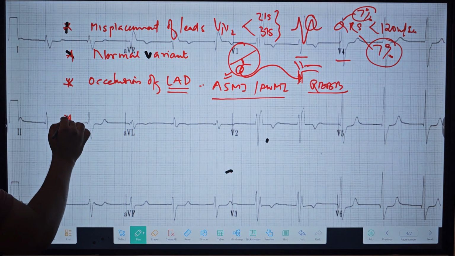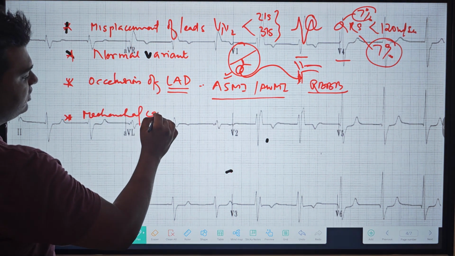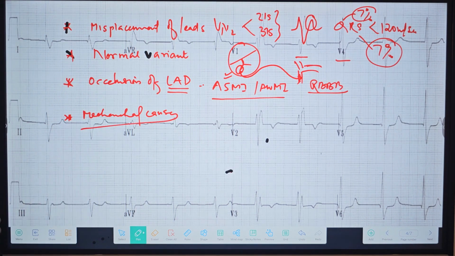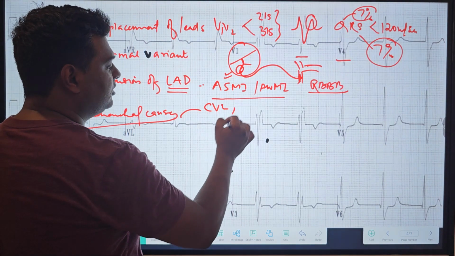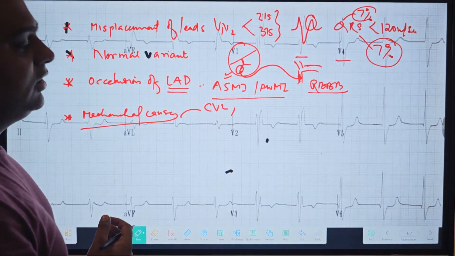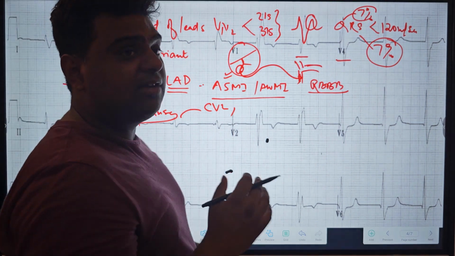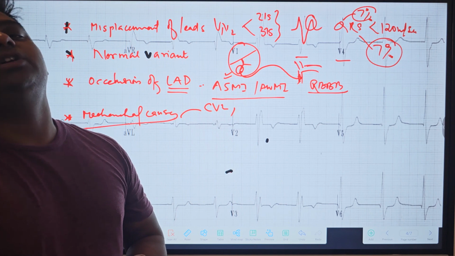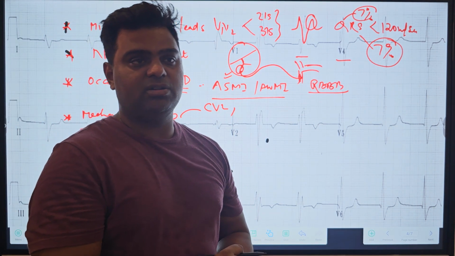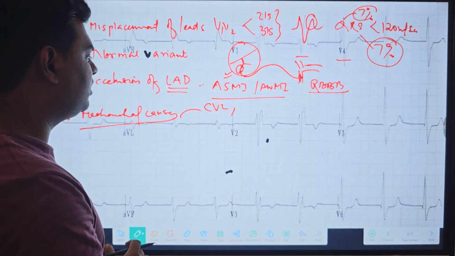Fourth, mechanical causes. Mechanical causes mean direct destruction of the right bundle branch. For example, if you are placing a central venous line, that can directly and mechanically disrupt the right bundle branch. Therefore, it is said that if there is a left bundle branch block, it is a relative contraindication for placement of a central venous line in the IJV, because that can also cause right bundle branch block and lead to complete heart block.